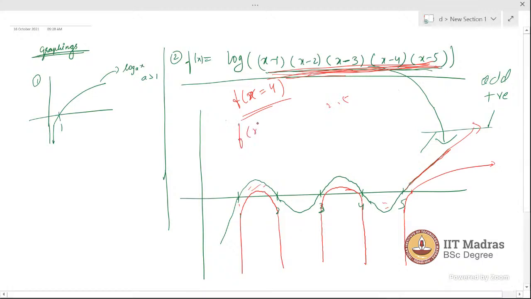See, f of x can be negative, but log of negative is not defined. Got it? Not very much convinced, but yeah, still I understand this.